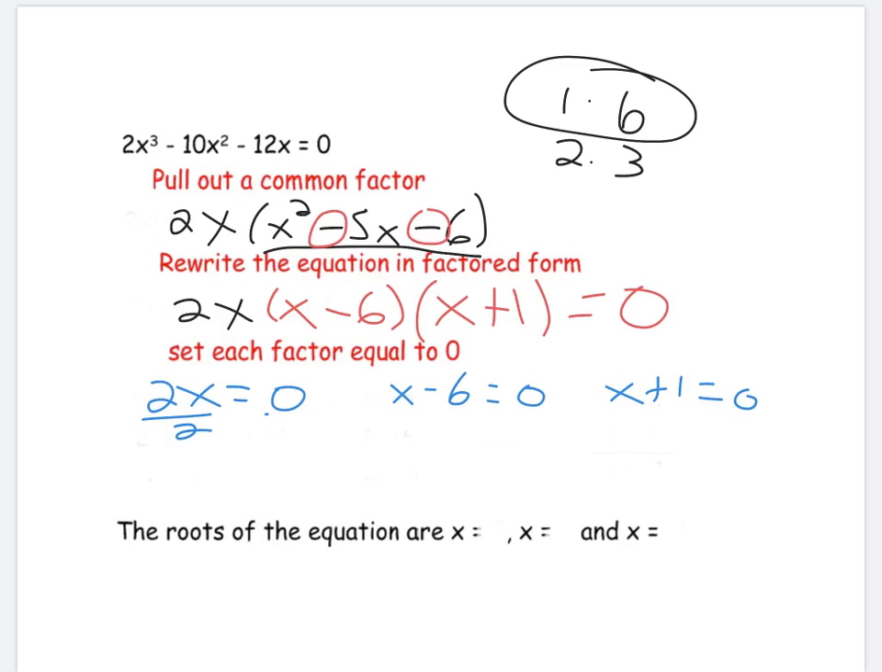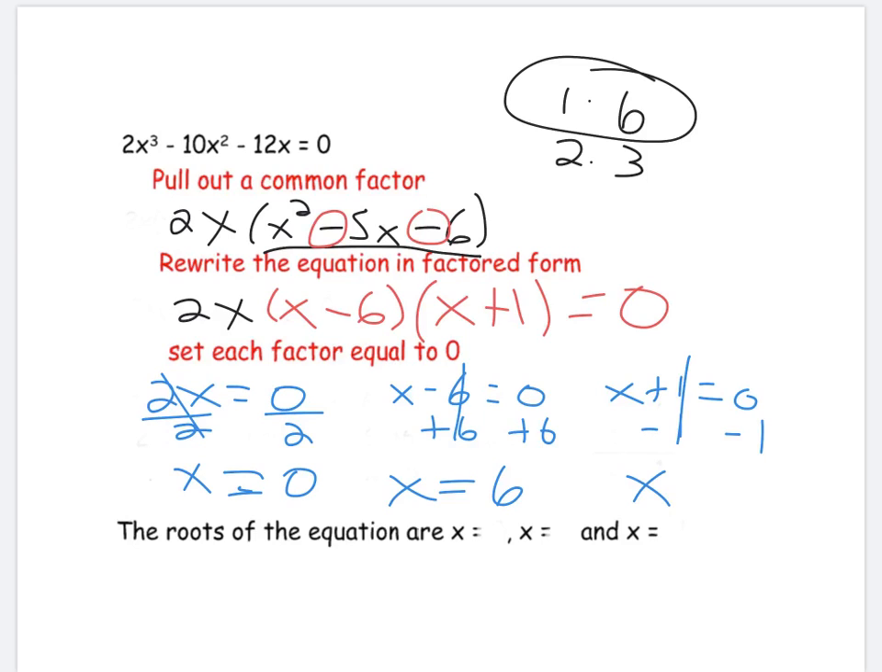So this one I'd have to divide both sides by 2. I'm left with x, and then 0 divided by 2 is still 0. This one I would have to add 6 to both sides. The 6's would cancel out. I'm left with x, and 0 plus 6 is 6. And this side, I'd have to take away 1 from both sides. 1 minus 1 is 0, so I'm left with x, and then 0 minus 1 is negative 1. So my roots of this equation are x equals 0, x equals 6, and x equals negative 1.